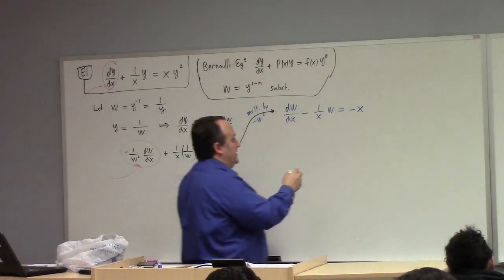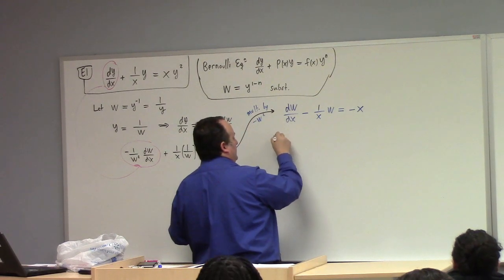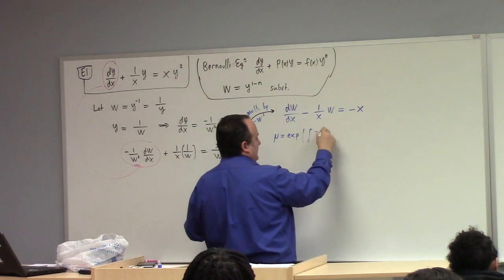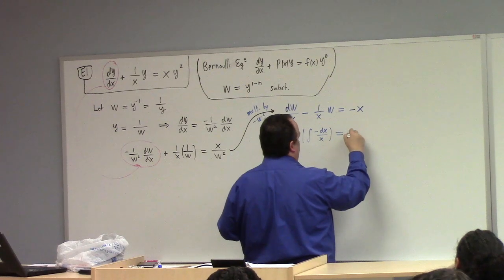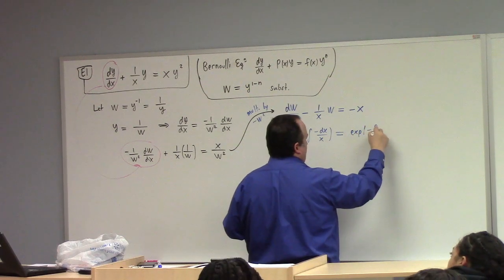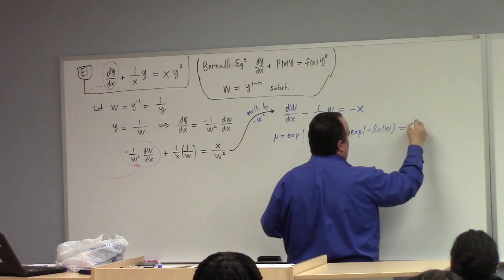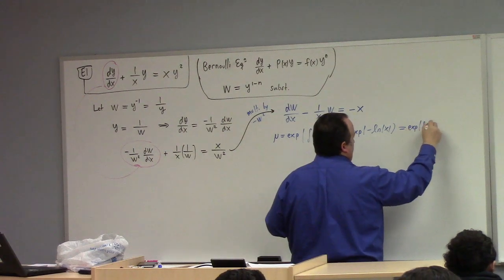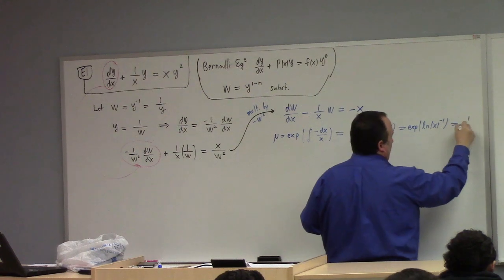And so we can calculate the integrating factor, mu, equal to exponential of the integral of minus dx over x. That gives us exponential of minus the natural log of the absolute value of x, which gives us exponential of the natural log of the absolute value of x to the minus 1 power. So lo and behold, 1 over absolute value of x.